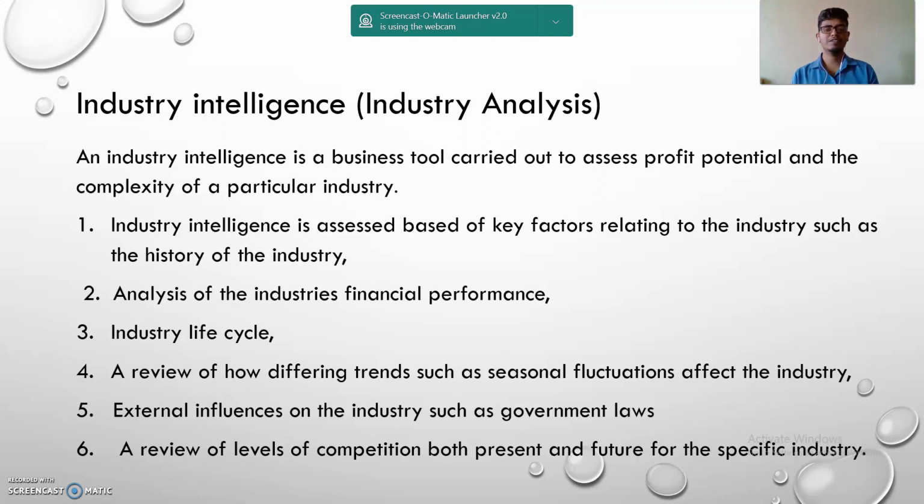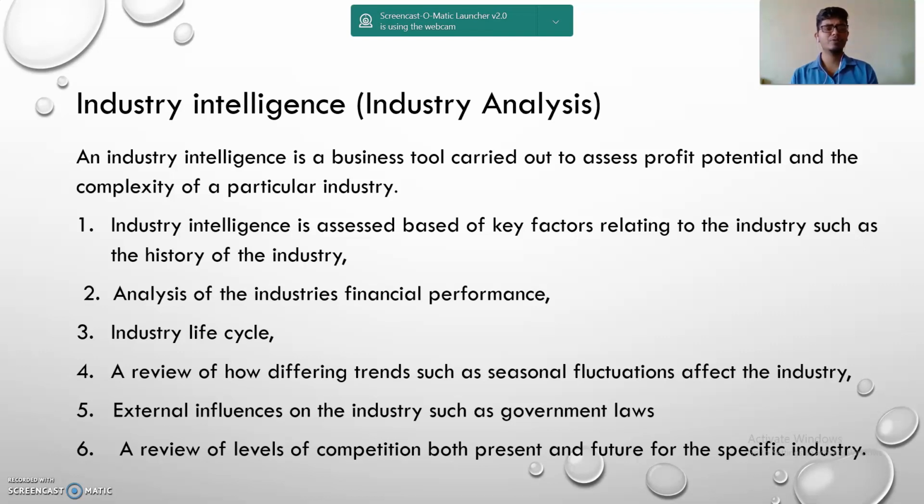Analysis of the industry's financial performance. So industry means there are a lot of companies, correct? Automobile is the industry. There are a lot of companies like Tata, Mahindra and Mahindra, Bajaj, Hero, Hyundai, Honda, like that. Many companies and many brands are there. So all those aspects are brought together and analyzed. Okay, so at the end we will get the overall result of the particular industry.